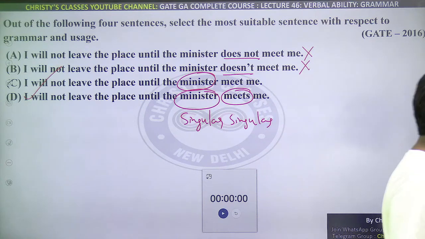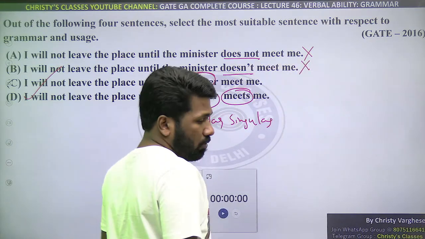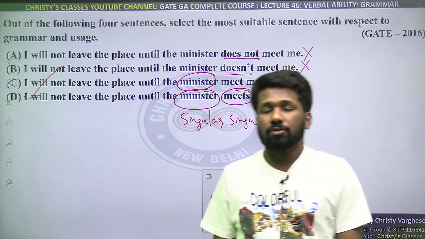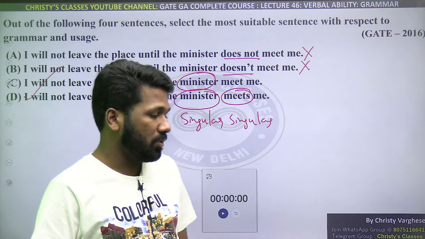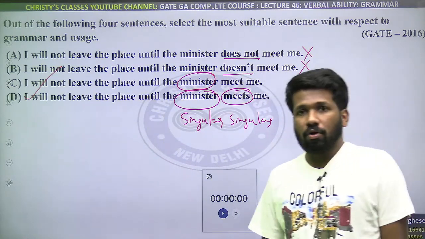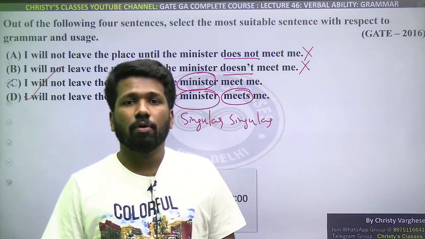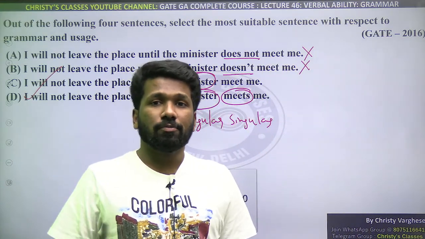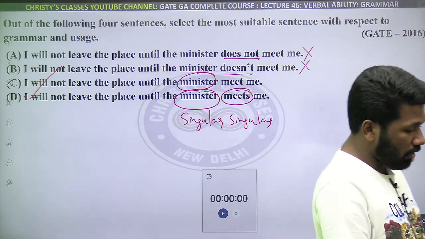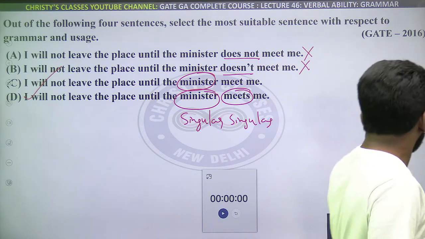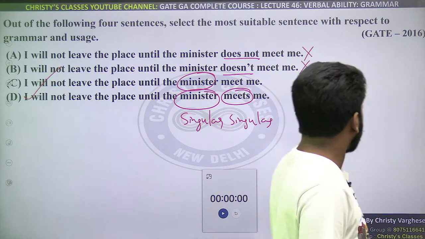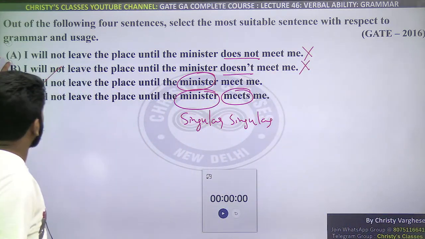Simple, right? Subject verb agreement related questions, I hope you got the idea how to do them. If the subject is singular, the verb also should be singular. If the subject is plural, the verb also should be plural. Normally a singular subject will be without S, but a singular verb is with S. And a plural subject is normally with S, and a plural verb is without S. So that is how to understand it. Once again, I'm saying there are exceptions, but you don't have to worry about them too much.